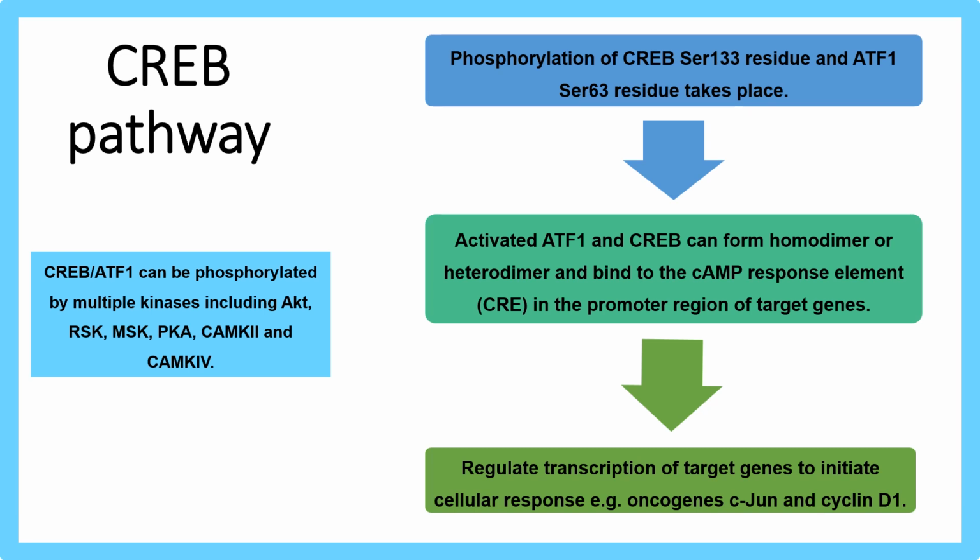But I'm just giving you a brief idea that PKA isn't the only enzyme by which CREB and ATF can be activated. So the ATF and the CREB can form a homodimer, i.e. you can have two ATF1 or two CREB, or they can form a heterodimer, which involves ATF1 and CREB. And what happens is it binds to the cAMP responsive elements called CRE, which are found in the promoter region of target genes. The promoter is the area where transcription takes place, the starting position or the initiation site. And you can regulate transcription of target genes to initiate the cellular response, for example, oncogenes such as c-Fos and cyclin D1.